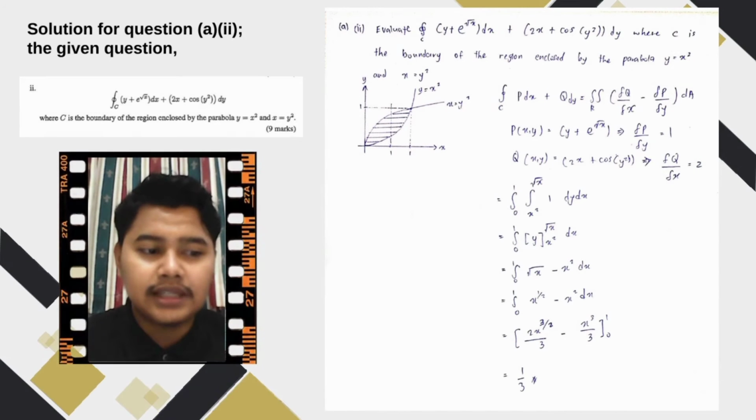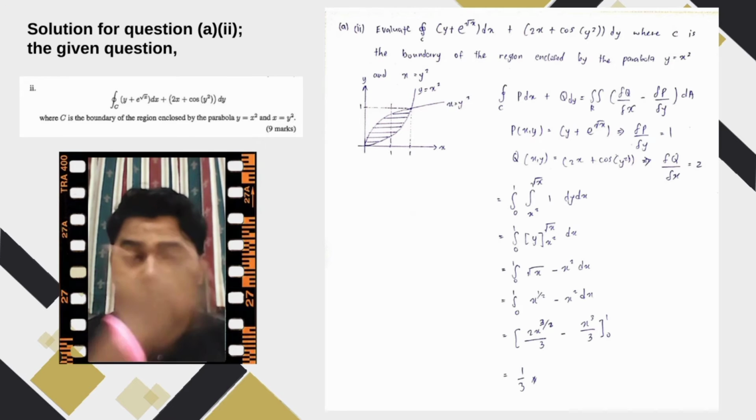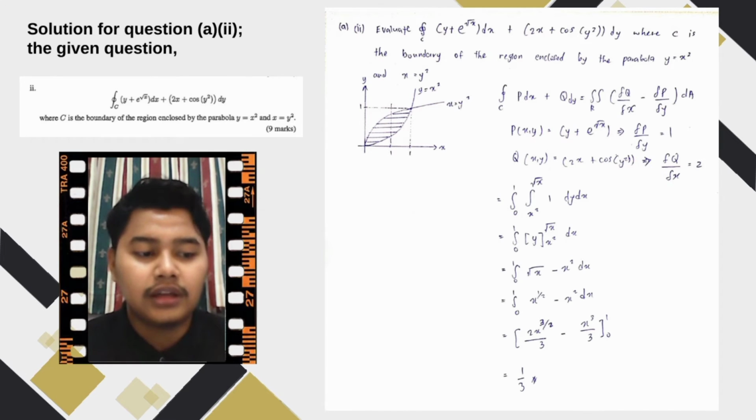Next is question 3a2. We need to evaluate this integral, y plus e to the power of the cube root of x dx plus 2x plus cos y squared dy, where C is the boundary of the region enclosed by the parabolas y equals x squared and x equals y squared. First of all, we need to sketch a graph for this. So we get the limits using type one, 0 to 1 and x squared to the square root of x.